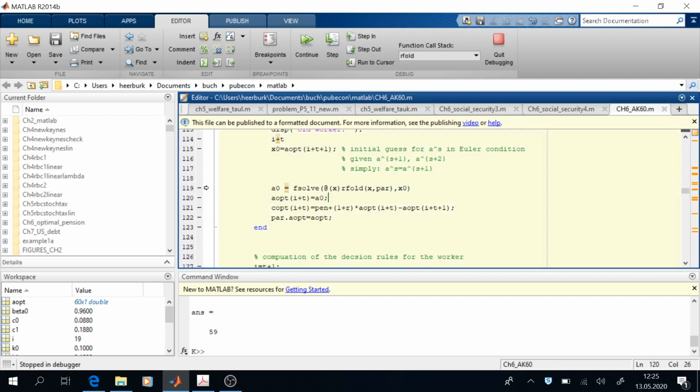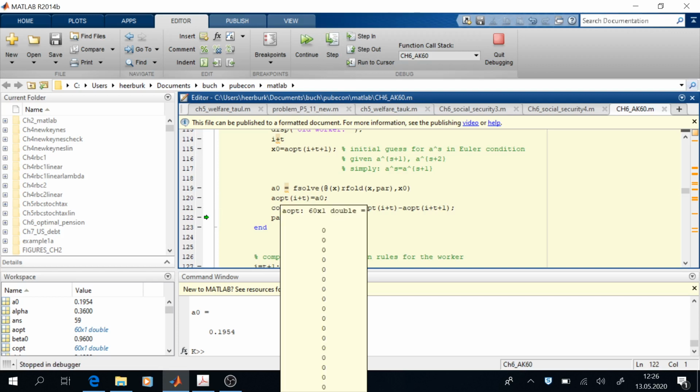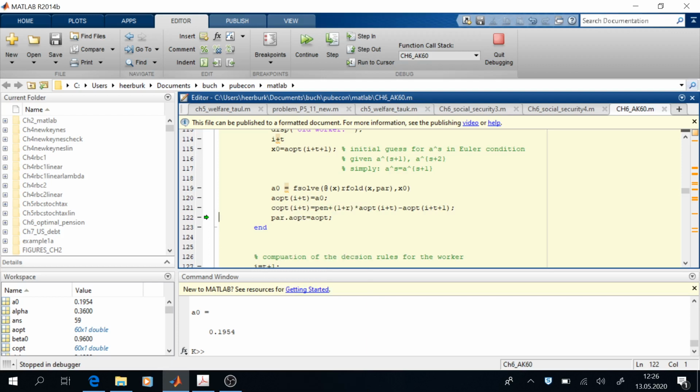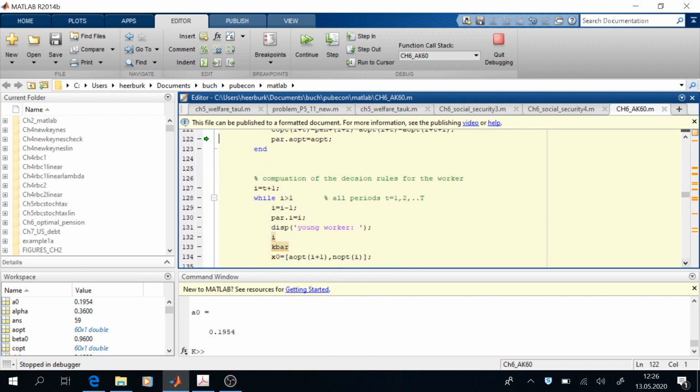Okay. Run to cursor. So our solution here is 0.195. This is the capital stock, the wealth level of the 50-year-old, that solves the Euler equation below. We continue like this. We store this value, of course. We compute consumption, and we store the newfound value of A opt and continue to iterate over the wealth level of the old.